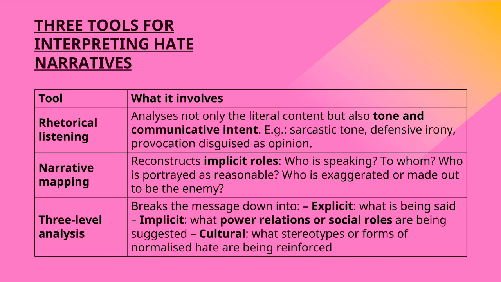Here we reconstruct the implicit roles in the message, who is speaking and to whom, who is presented as reasonable, who is exaggerated or cast as the enemy. In many hate speech posts, the target is positioned as the problem, while the instigator appears neutral or common sense. Mapping those roles makes the framing explicit. Third, 3-level analysis. We break the message down into explicit, what is overtly being said, implicit, which power relations or social roles are suggested, cultural, which stereotypes or forms of normalized hate are being reinforced across the thread or meme culture. Reading across these levels connects a single post to the wider patterns that give it force. Used together, these tools turn a vague impression into a structured, evidence-based diagnosis of impact and risk in public content.